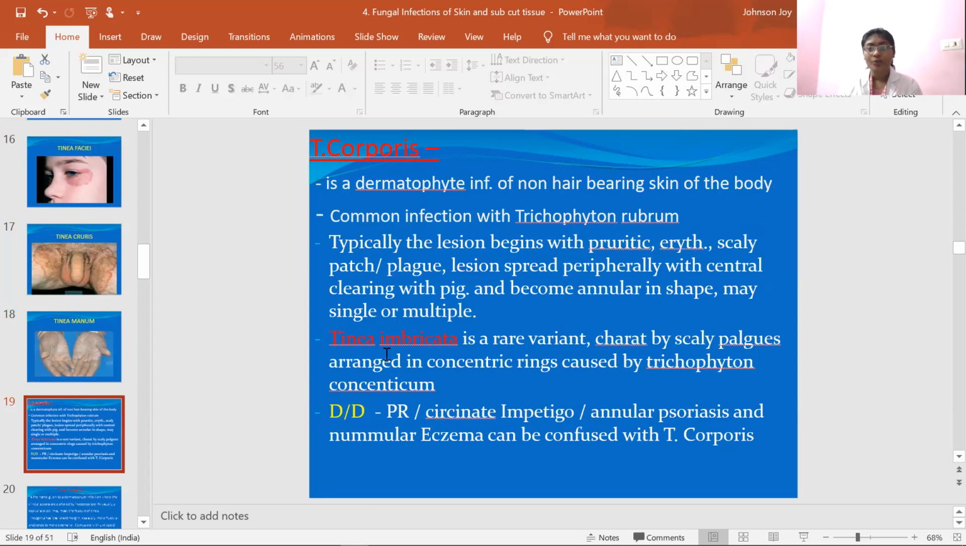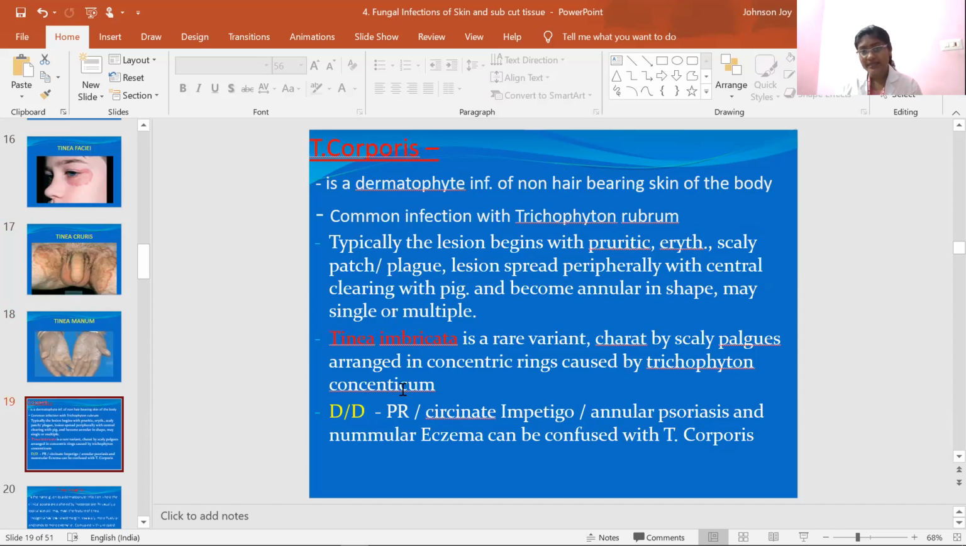Now, tinea corporis is a dermatophyte infection of the non-hair-bearing skin of the body. It's a common infection with Trichophyton rubrum. Typically, the lesion begins as a pruritic, erythematous, scaly patch or plaque, and the lesion spreads peripherally with a central clearing with pigmentation and becomes annular in shape, and single or multiple lesions can be present.